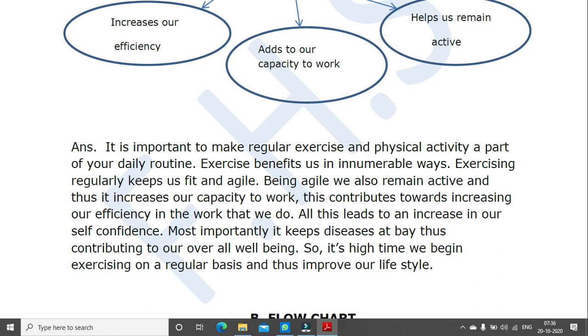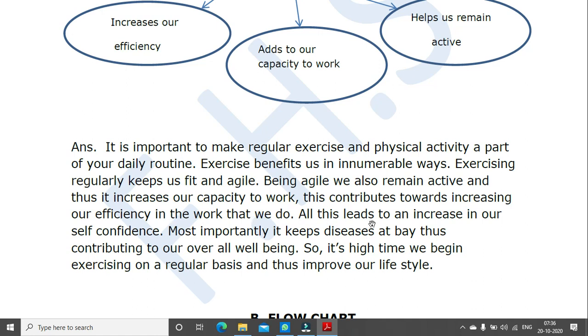Exercising regularly keeps us fit and agile. Being agile, we also remain active, and thus it increases our capacity to work. So I put here, see, first one is exercise, fit and agile. Second, because of that you remain active and increase your capacity to work. Now connecting to this, it contributes to increasing our efficiency in the work that we do. So increased capacity to work, increased efficiency to work. Efficiency is how well you do your work, and capacity is how much work you do. So the quantity of work will increase, also the quality of work will increase.